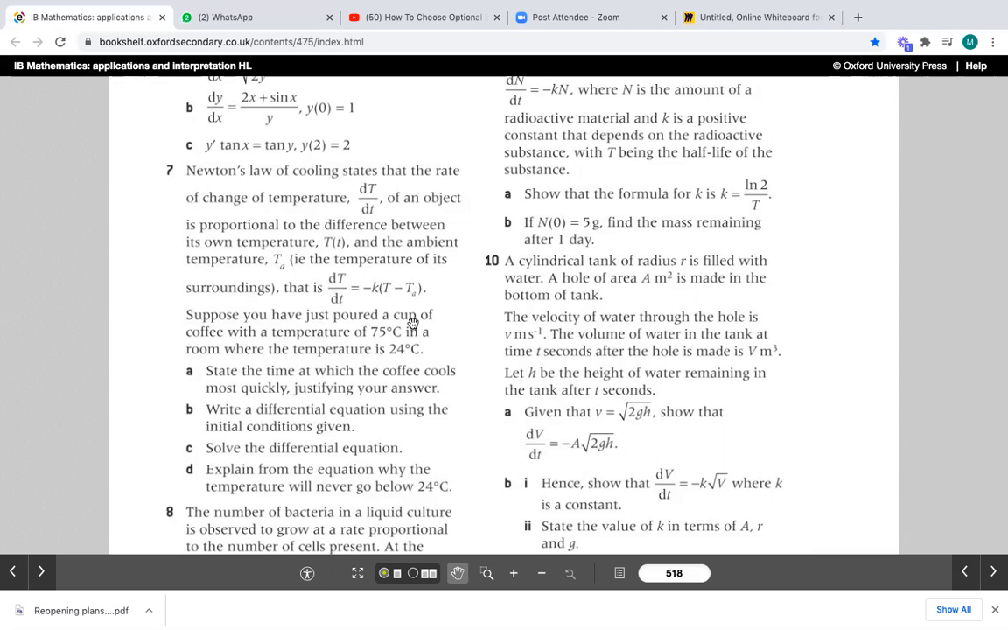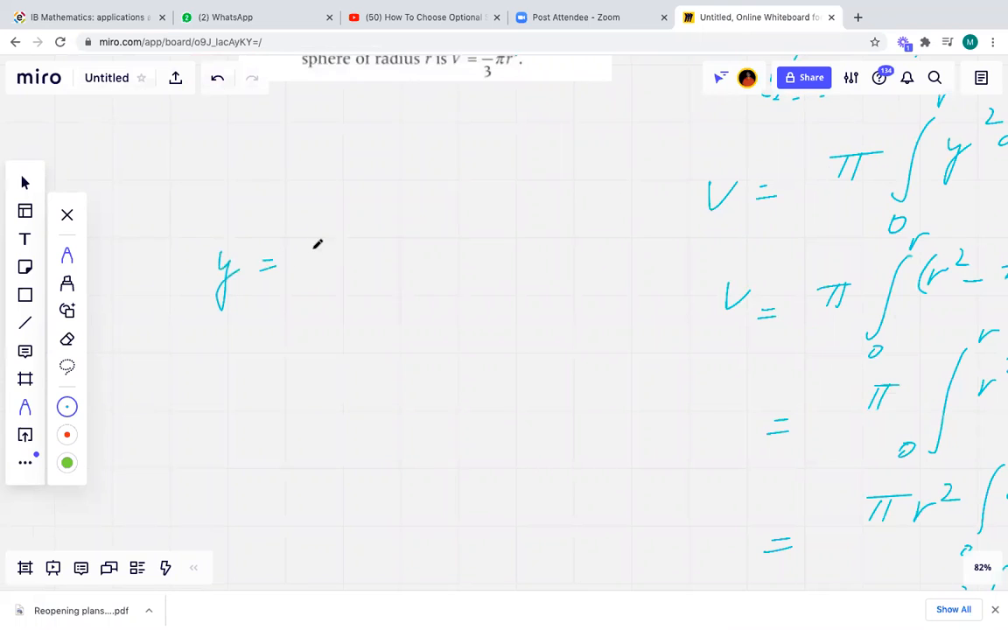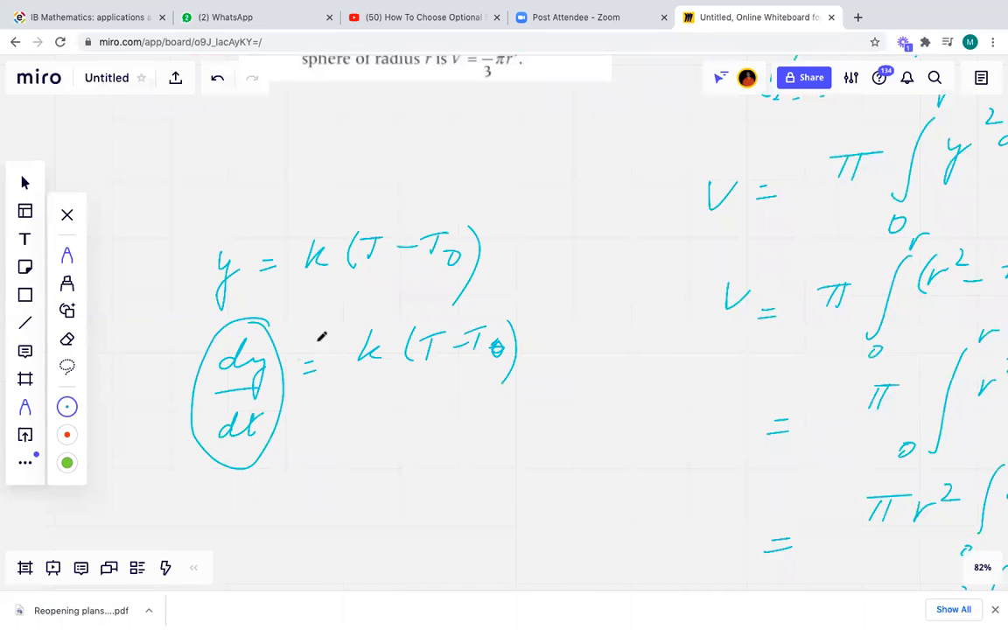If I say y equal to k into t minus t naught, now this is just an equation. If I say dy by dt equal to k into t minus t naught, now it's a differential equation. I've got a derivative. So if there are derivatives in an equation, then that equation becomes a differential equation.